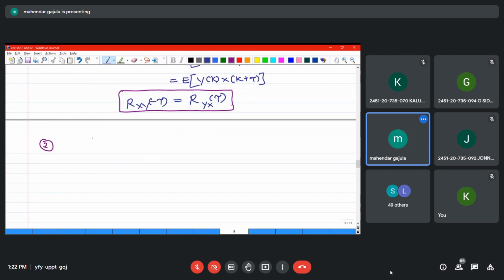Second one, magnitude of Rxy tau is less than or equal to square root of Rxx 0 times Ryy 0.